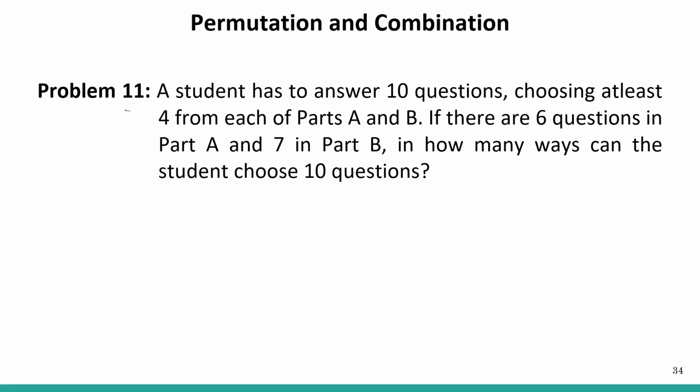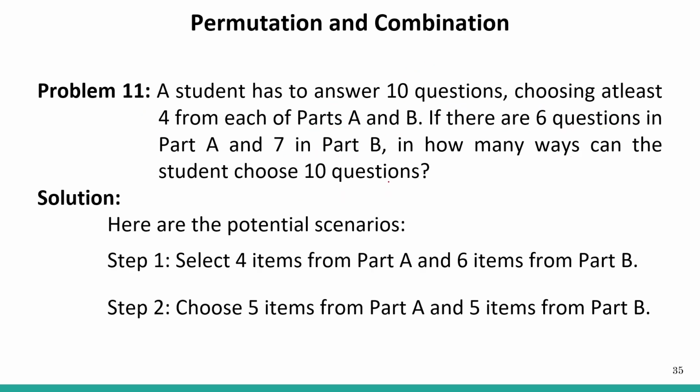So let's go forward with problem number 11. A student has to answer 10 questions, choosing at least 4 from each of parts A and B. If there are 6 questions in part A and 7 in part B, in how many ways can the student choose 10 questions? So he needs to answer 10 questions, choosing at least 4 from parts A and B, and there are 6 questions in part A and 7 in part B.